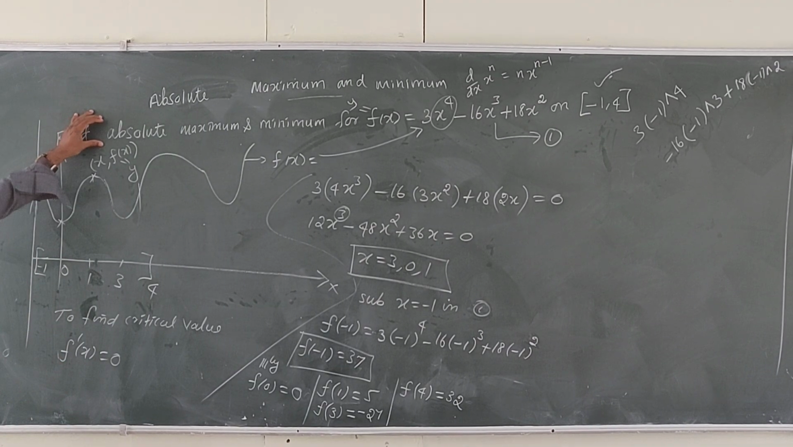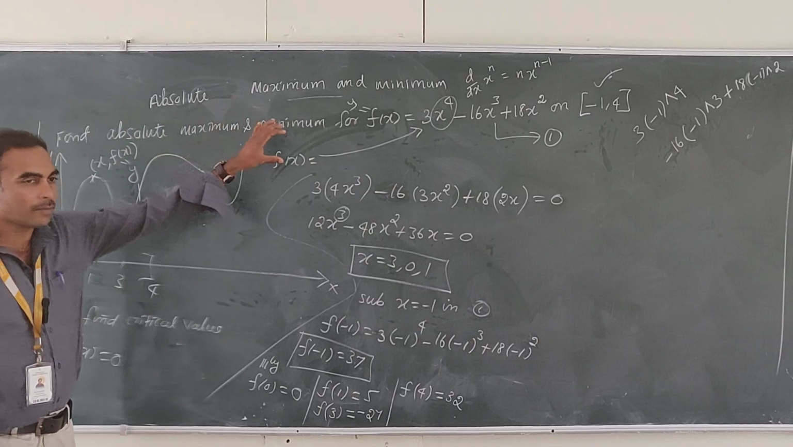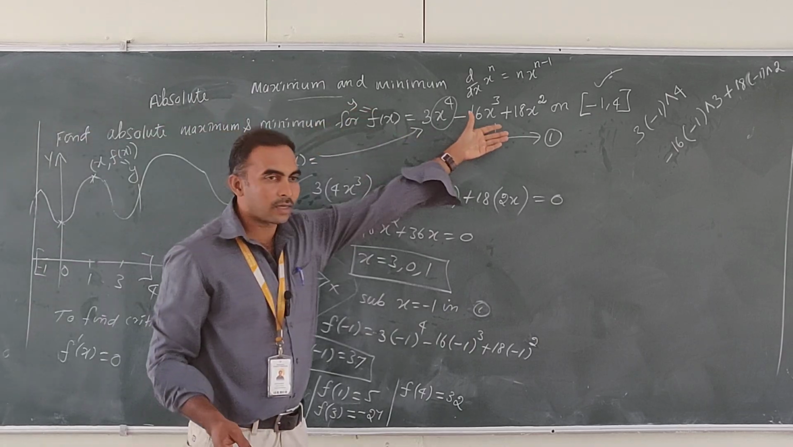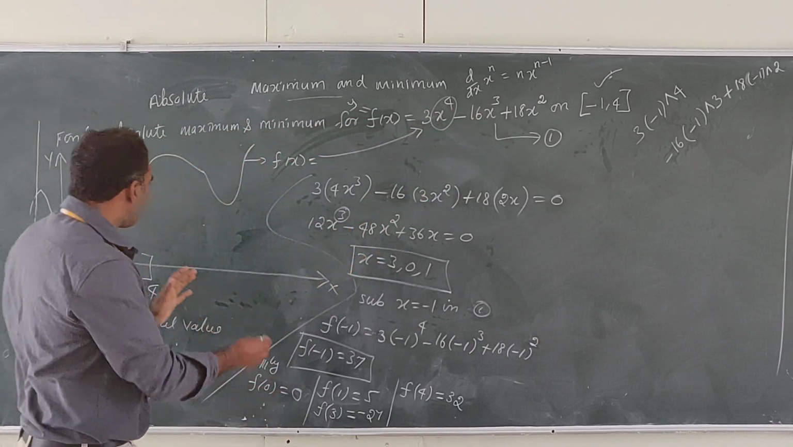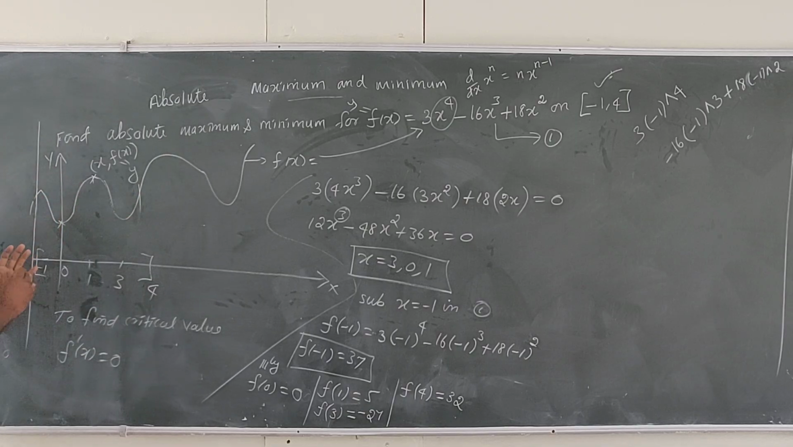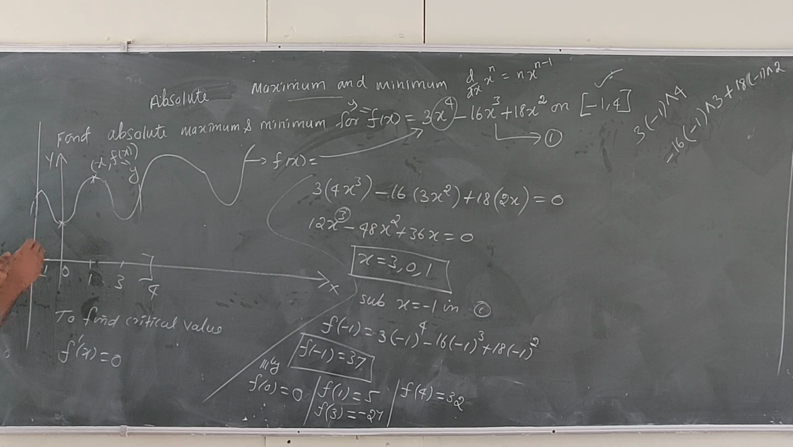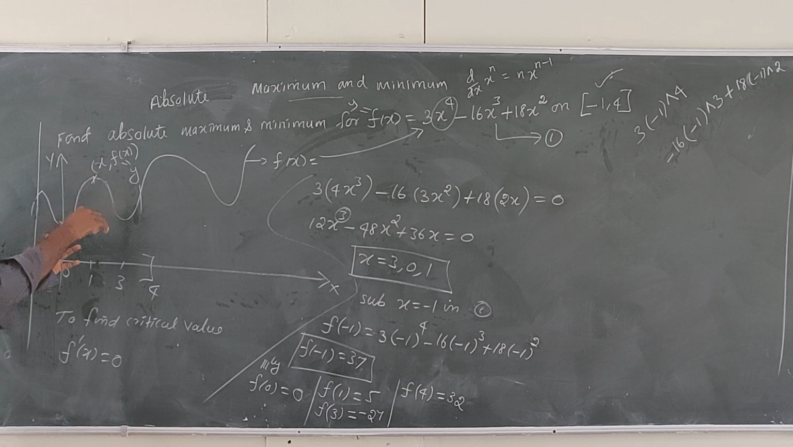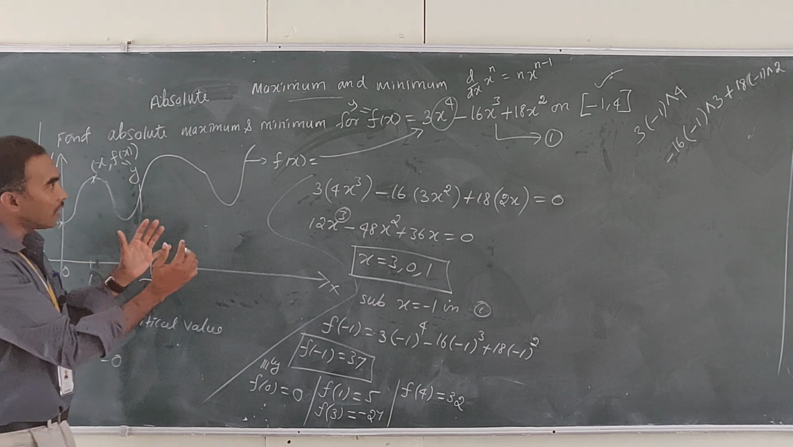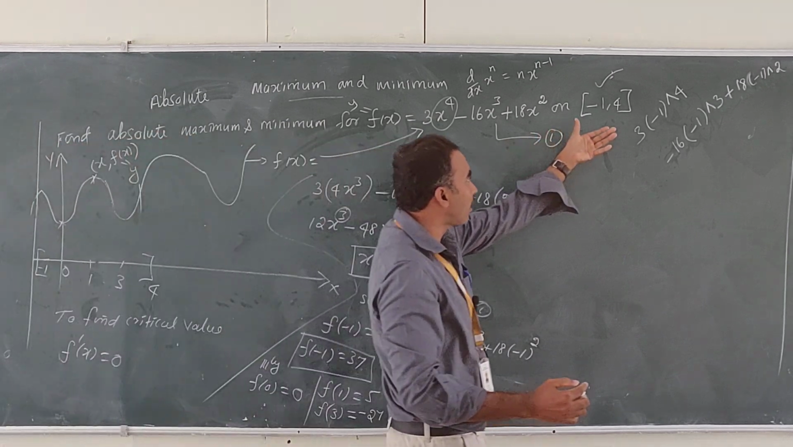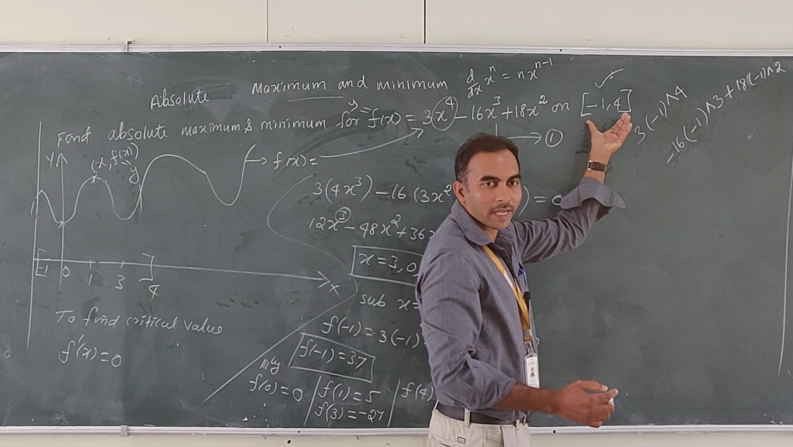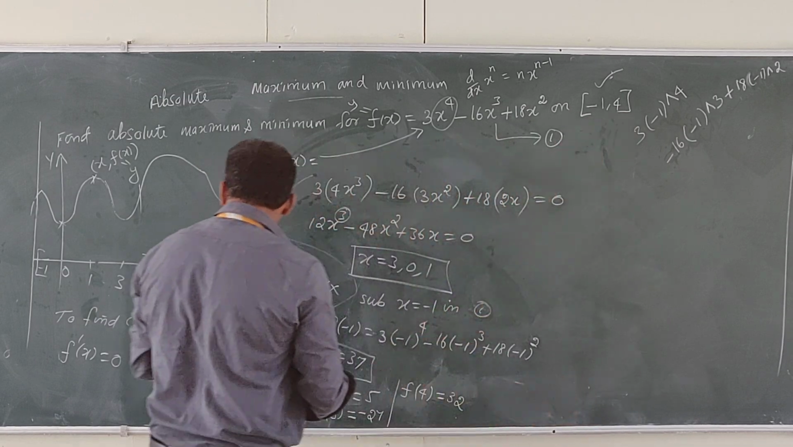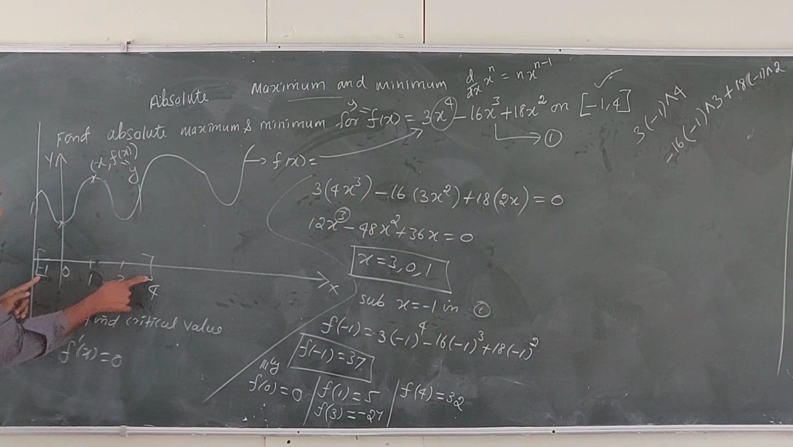Find absolute maximum and minimum for the given curve. This is a curve, so assume this is a curve. Our duty is to find the minimum or maximum value in the interval. Here they have given the closed interval -1 to 4. We have to check -1 to 4.